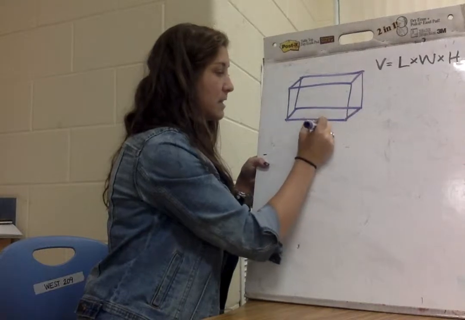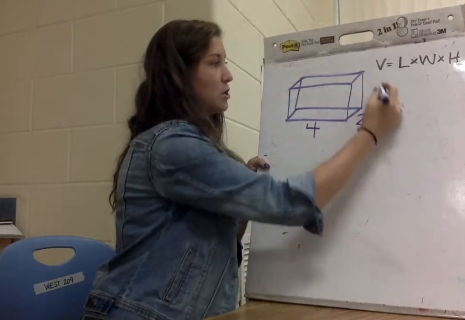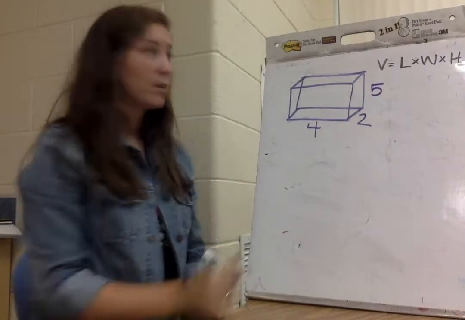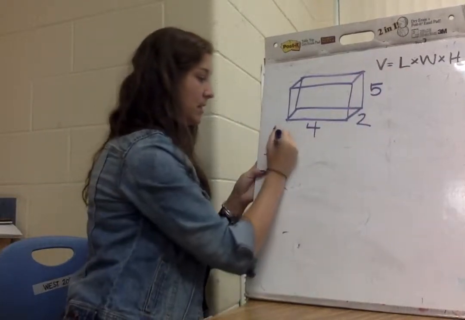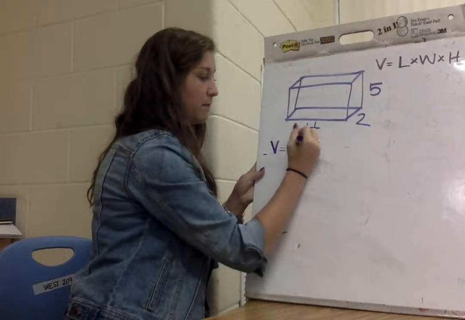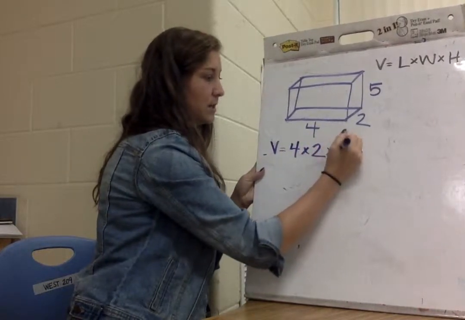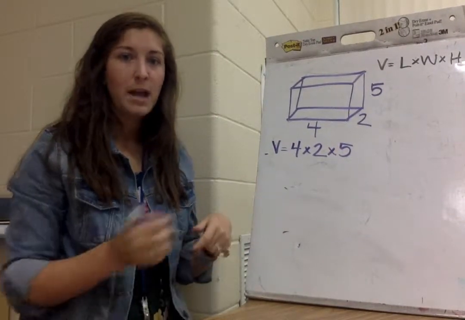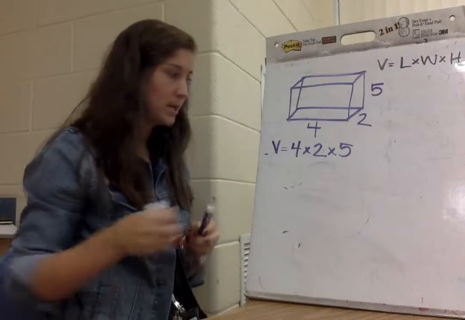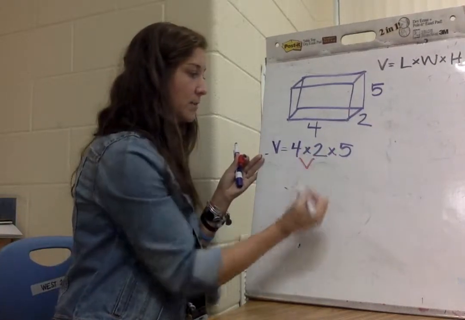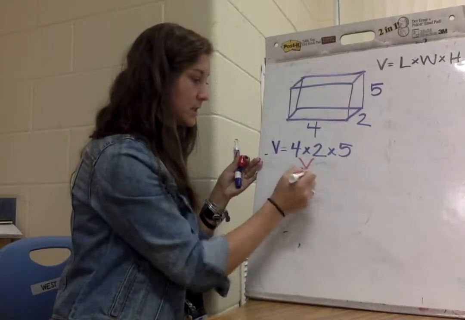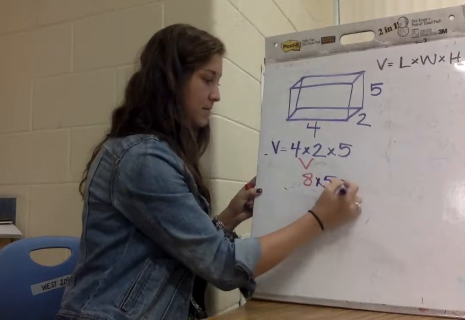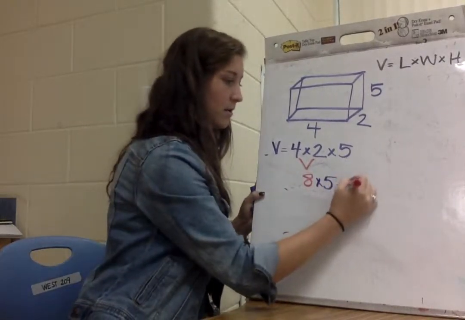So my length is 4, my width is 2, and my height here is 5. So if I look at that and I need to set that up into this equation, then it would be 4 times 2 times 5. And really here we just have another order of operations problem. I have to start from left to right, so that means that I have to start here at the 4 times 2. And I know that 4 times 2 is 8, and then I rewrite 8 times 5. I know that is 40.